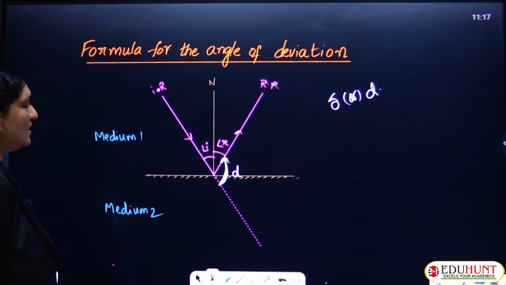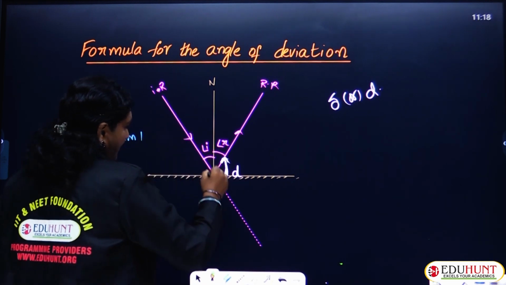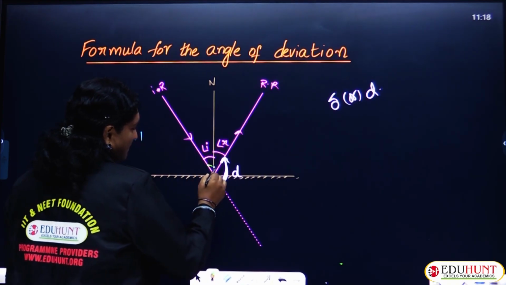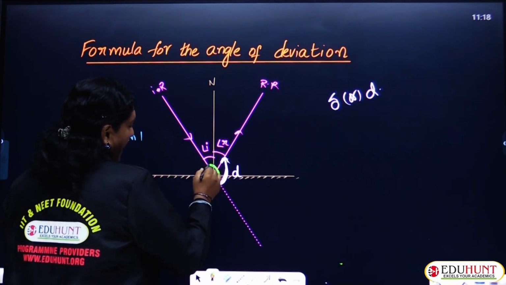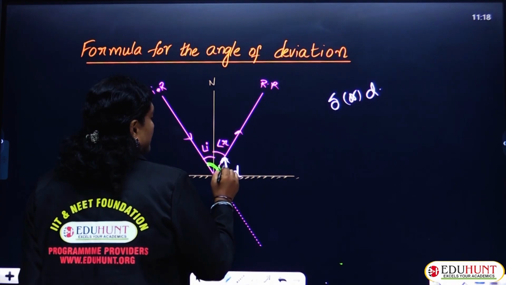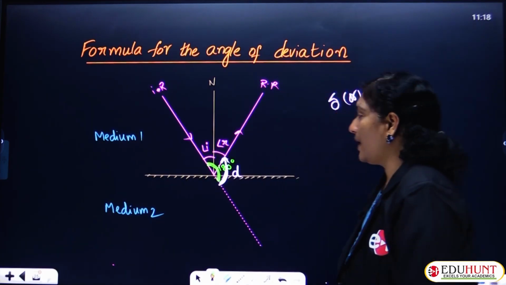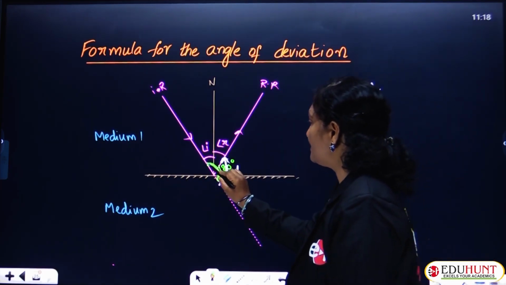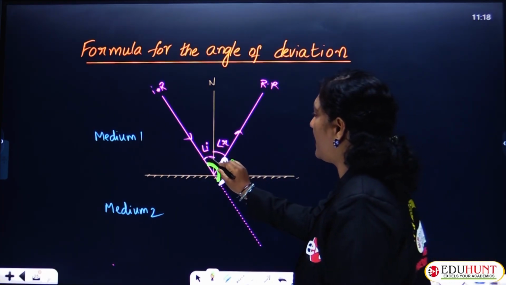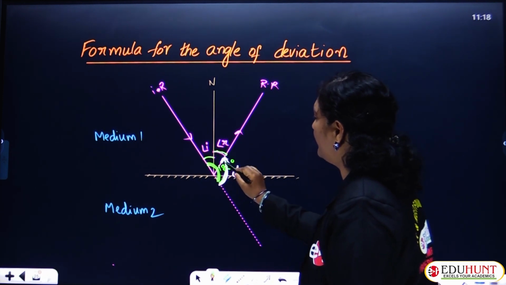Okay, so children, if you observe the picture carefully, we see that this is a straight line. The angle made by a straight line is always equal to 180 degrees. So in this 180 degrees, what are all the angles that are lying? The first one is angle I, the second one is angle R and the third one is angle D.